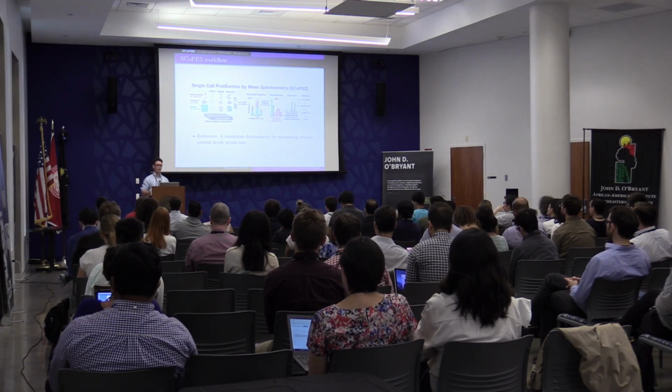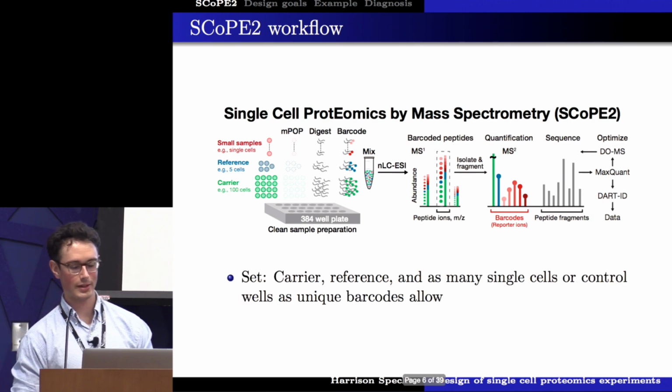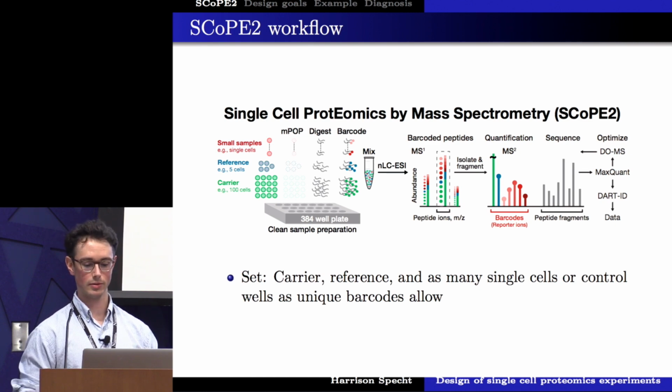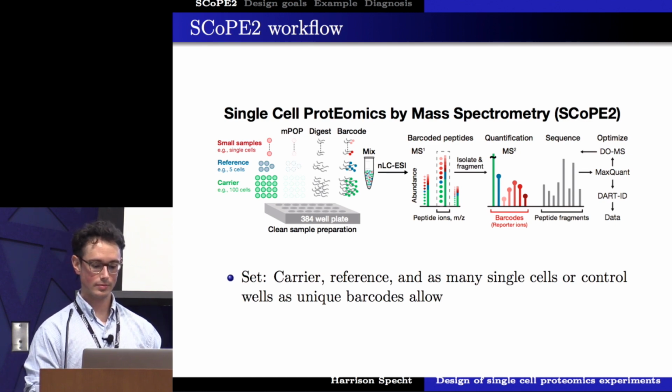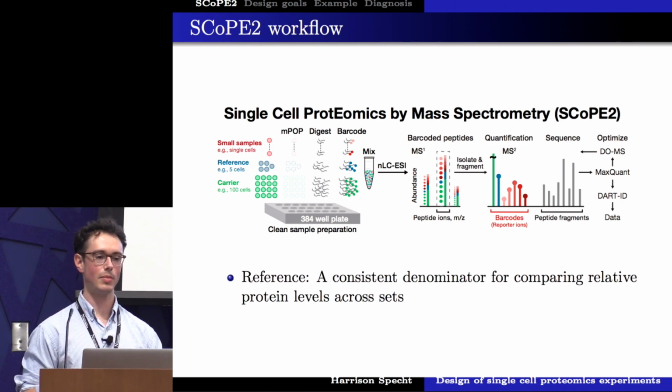Now, that means if we want to analyze a lot of single cells, we have to create more than one SCoPE set. And what I mean by SCoPE set is a carrier, a reference, and as many single cells as we have barcodes for. But the reference channel is going to provide us with a consistent denominator for doing the relative quantitation when we go to combine these sets that we've acquired at separate times.